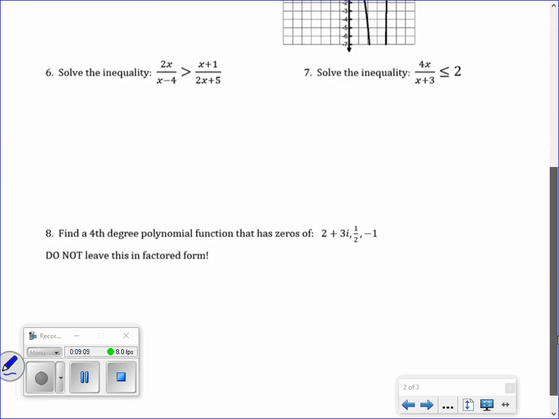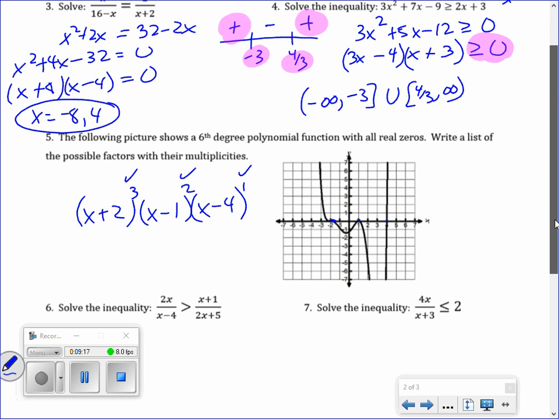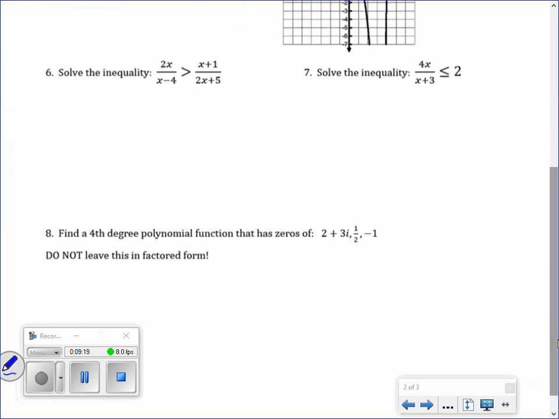All right, number 6 and 7. Number 6, these are both inequalities. So remember, you have to pull everything over to one side, and you're going to treat it like this guy up here. You're going to find the critical numbers and then do test intervals. So I'm going to leave my 2x over x minus 4, and I'm going to pull over the other guy, x plus 1 over 2x plus 5, greater than 0.